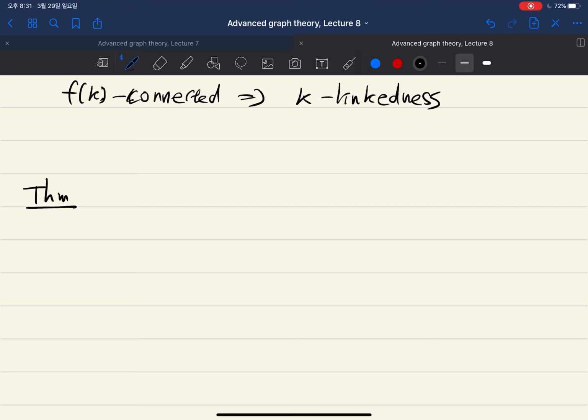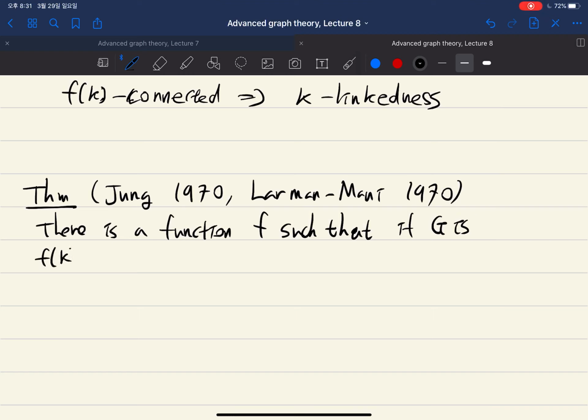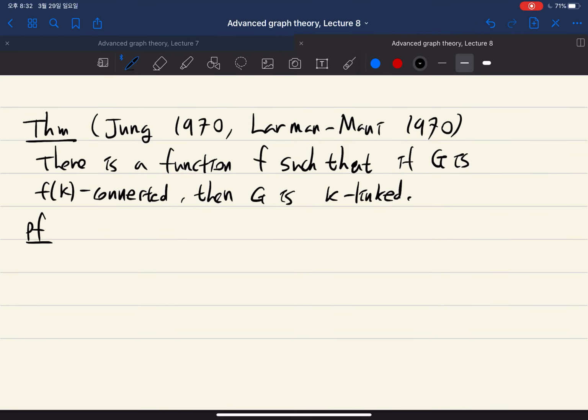So now we want to prove that high connectivity implies linkedness. Jung, in 1970, or Larman and Mader in the same year, proved the following. There is a function f such that if G is f(k) connected, then G is k-linked. So let's prove this.